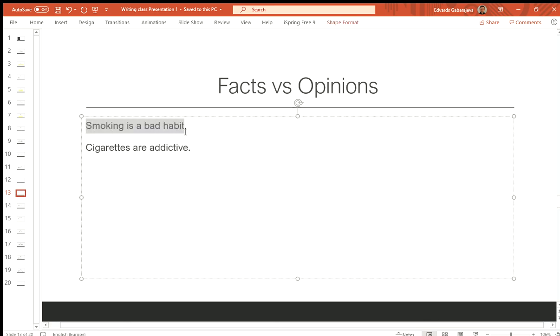So, smoking is a bad habit. Definitely an opinion. It's right, for different people it's different things. For some people it's a great habit. Some people love it. For anybody who's a non-smoker or an ex-smoker, it can be considered a bad habit. A lot of smokers themselves say that it's a bad habit, but it's still an opinion. So somebody thinks that. Whereas cigarettes are addictive, that's a fact.